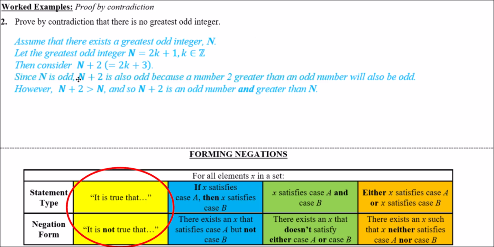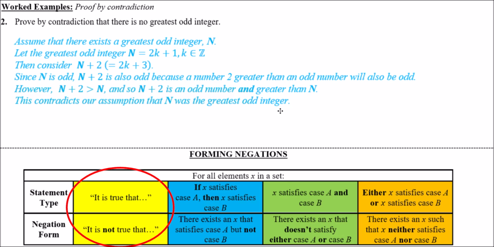But of course, this number n plus 2 must be greater than n. It's literally 2 bigger. And so we've just found out the number n plus 2 is another odd number, and it's greater than n itself. But hold on, we'd initially assumed that big N was the greatest odd integer that existed. So we've hit a contradiction now. This contradicts our assumption that big N was the greatest odd integer. Obviously it's not, because n plus 2 is 2 bigger.